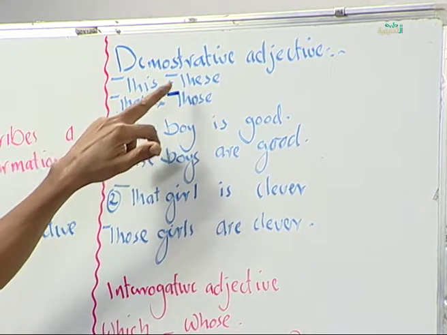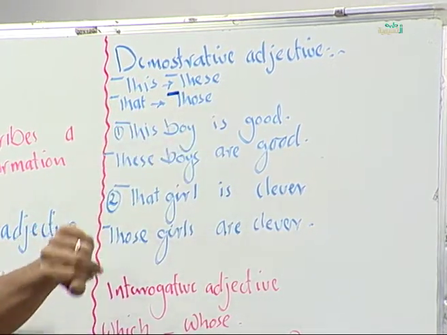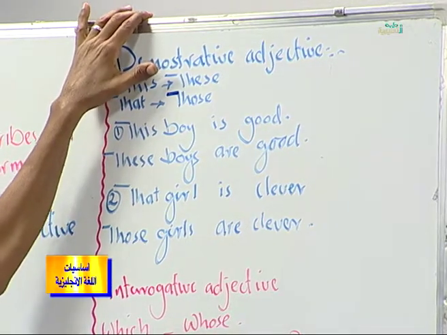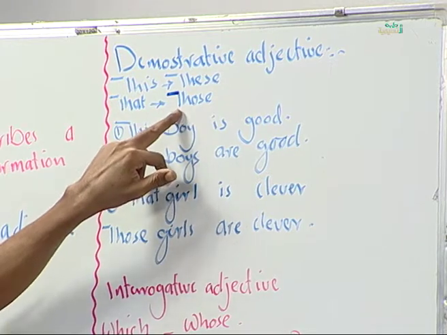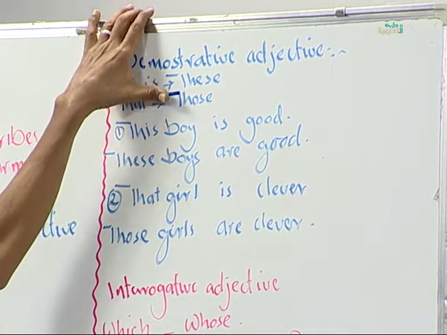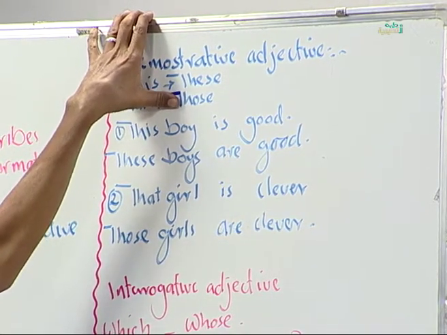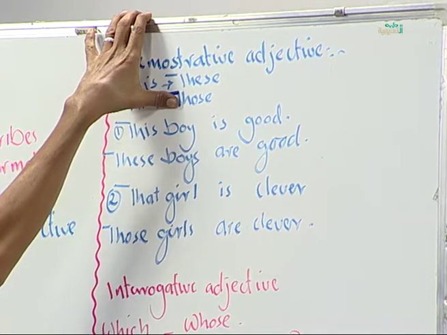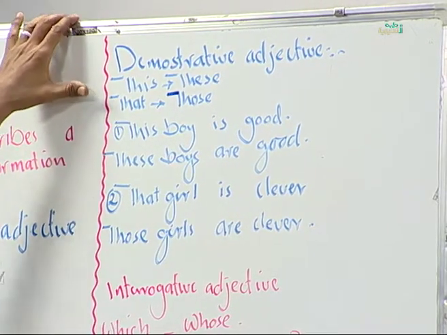This is used for singular, and these is used for plural. It can be used for something that is in front of our eyes, and those is going to be used for the plural of things that are far from our eyes or absent. Let us see these examples.